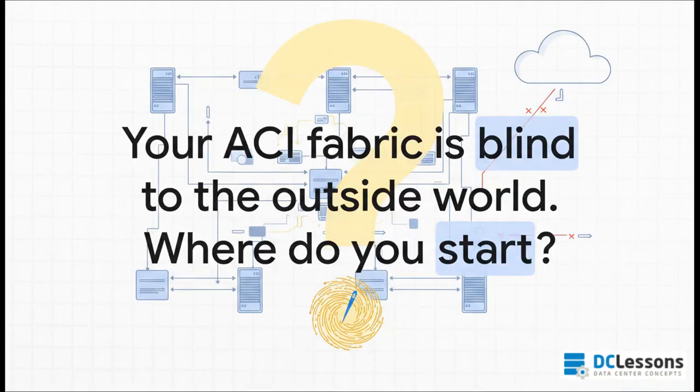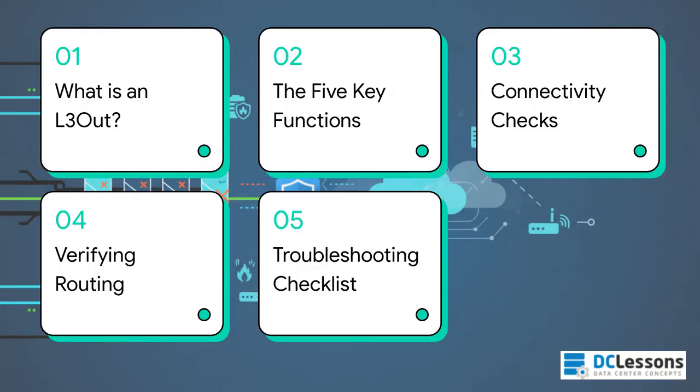So picture this. Your tenants, your bridge domains, your EPGs, they're all perfectly configured, but nothing can get out of the fabric. It's totally blind. It's a super frustrating spot to be in, and it can feel like you're searching for a needle in a haystack, right? Well, we're going to cut through all that noise and give you a clear, methodical path to find that needle, starting right now.